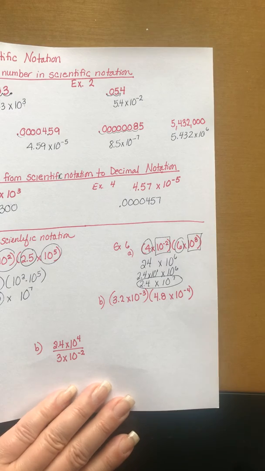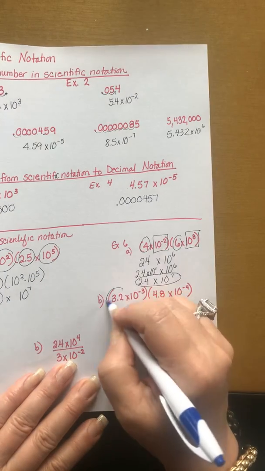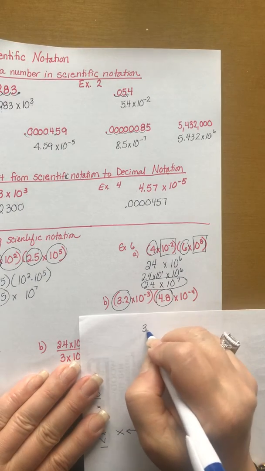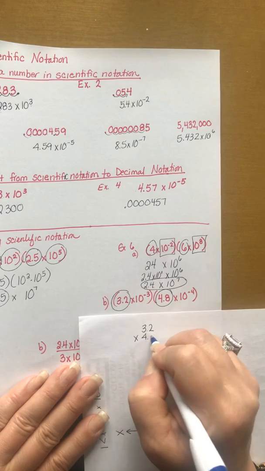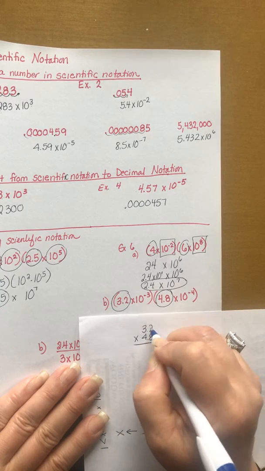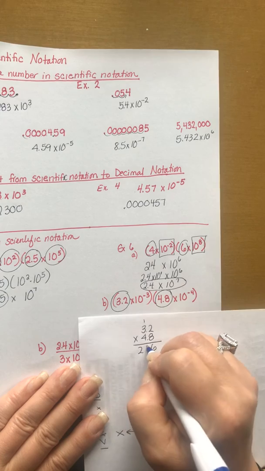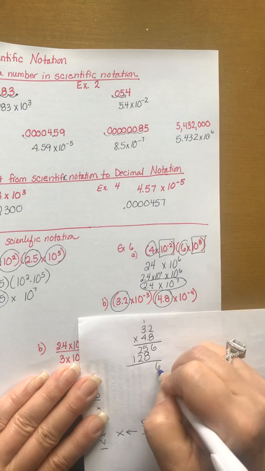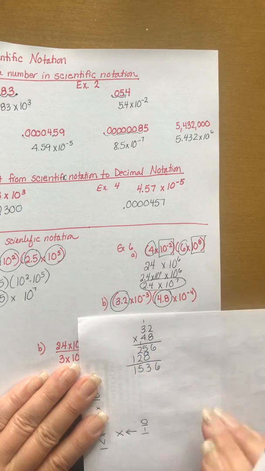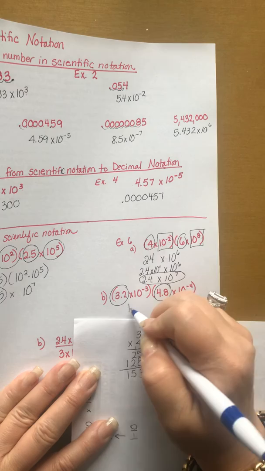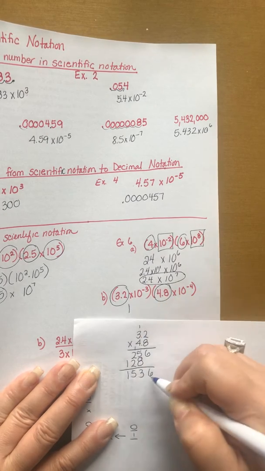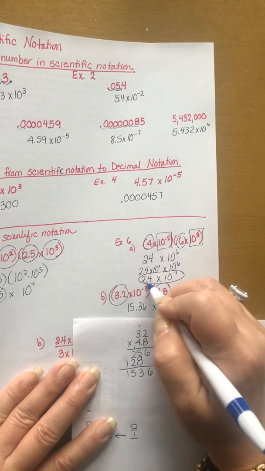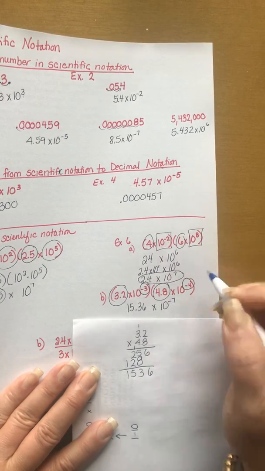Okay, next one. We have to multiply 3.2 times 4.8. So let's do 3.2 times 4.8. Good review. 8 times 2 is 16, 24, 25. 4 times 2 is 8, and 12. So 6, 13, 5. So this would be 1, actually, and we have to move the decimal 2 places in. So 15.36 times 10, we're going to add these, -7.